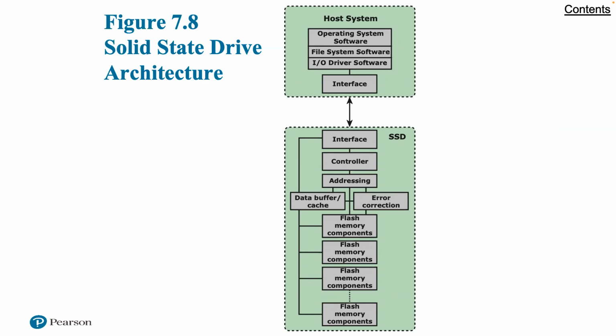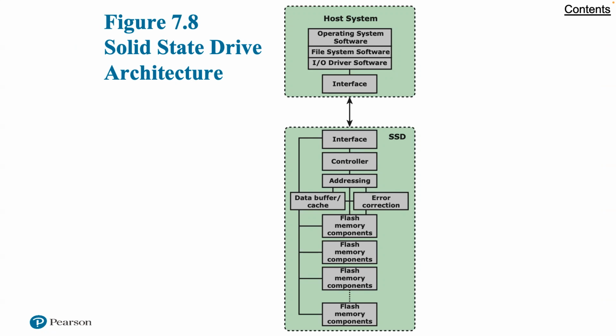The interface components in figure 7.8 that we're showing refer to the physical and electrical interface between the host processor and the SSD peripheral device. If the device is an internal hard drive, a common interface is PCIe. For external devices, one common interface is USB. In addition to the interface to the host system, the SSD contains the following components: controller, addressing, data buffer and cache, error correcting, flash memory components.